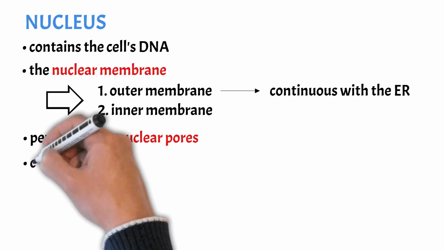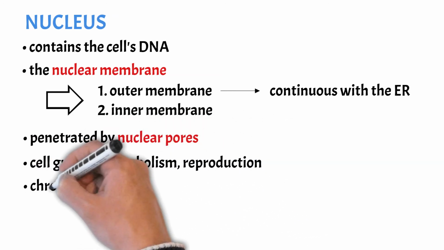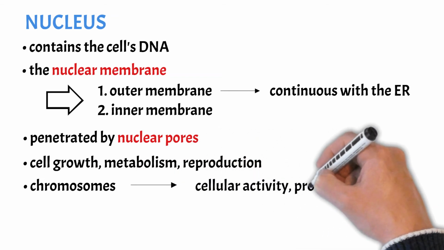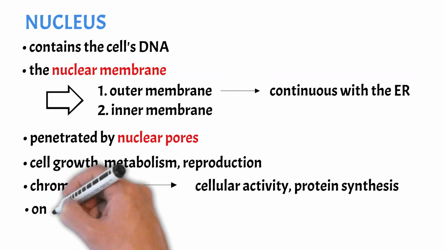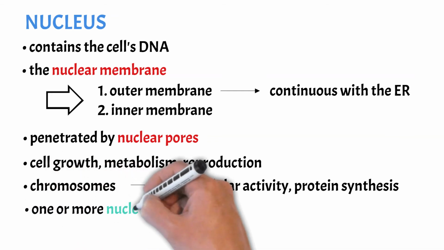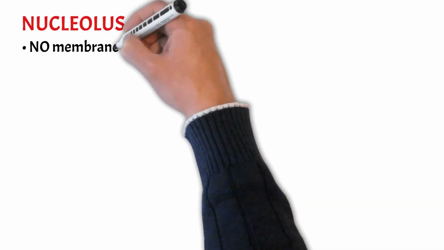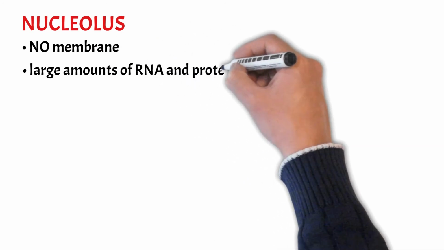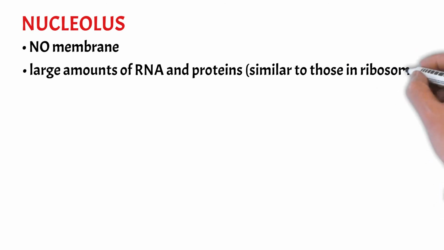Nucleus is important for cell growth, metabolism, and reproduction. It contains chromosomes that control cellular activity and protein synthesis. A nucleus may contain one or more nucleoli. The nucleolus doesn't have a membrane. It consists of large amounts of RNA and proteins that are similar to those that are found in ribosomes.